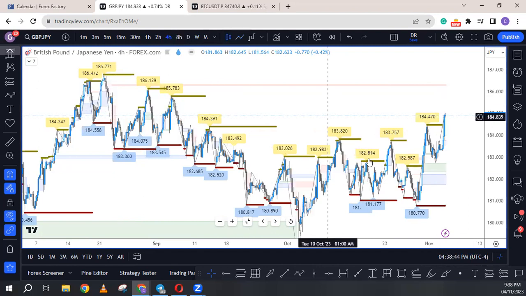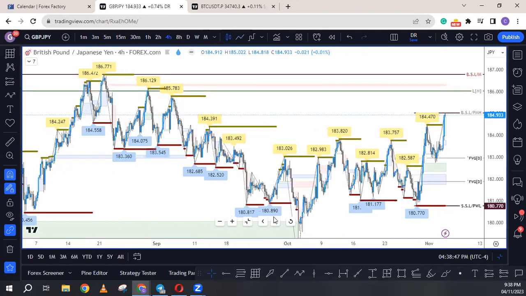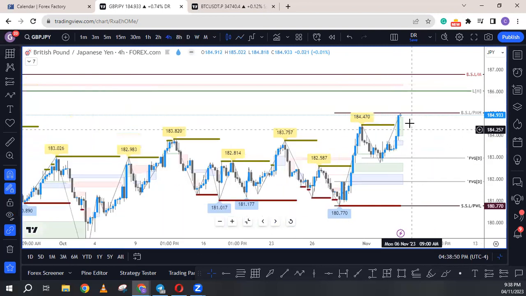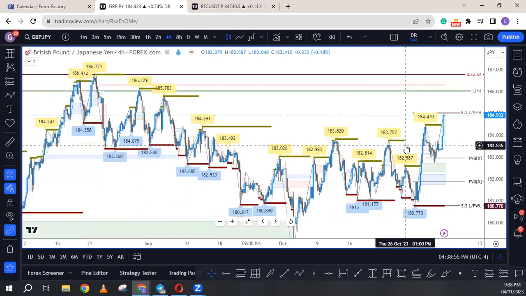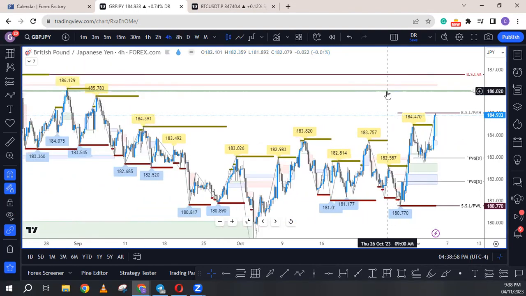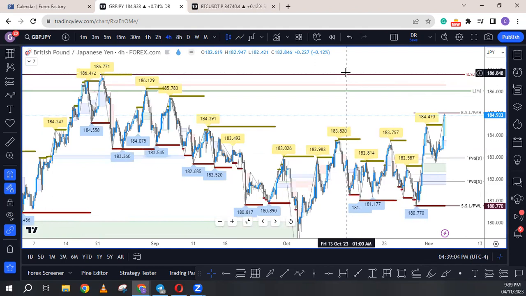So if we pull back the candles and pull back my annotations, this is what we have. So we have this big fair value gap here. So any retracement on this pair will serve as an opportunity for a long, first to 186.00, that's the psychological level, then 186.77.